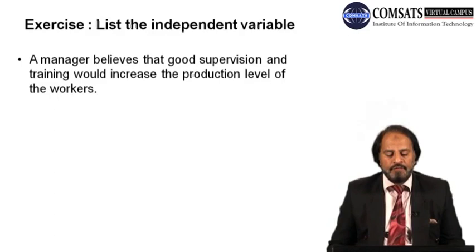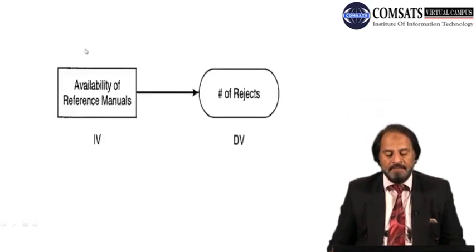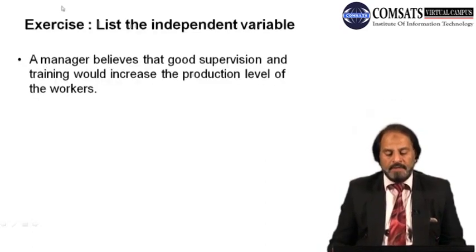Or the variable which is of the utmost interest to us, the key variable which is centered around the problem. So what is the problem in this particular statement, or what is the problem the manager is addressing? Well, if you look at it, it says a manager believes that good supervision and training would increase the production level. The focus is production level. The managers are concerned with production level. So this is the problem area.